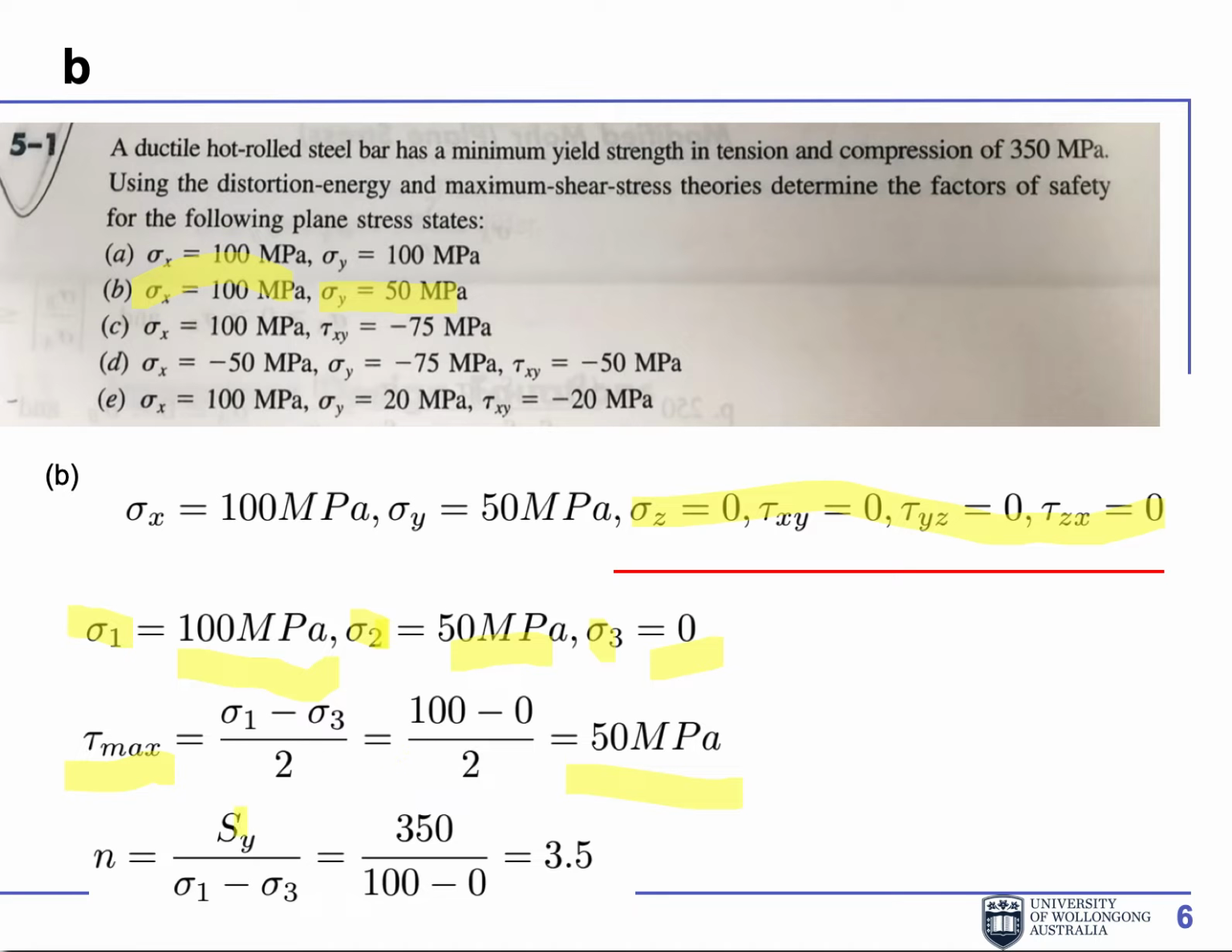And again you use the factor of safety here to get 3.5. So the tricky part for this one is you don't use whatever you got from there directly in the calculation. You have to consider the smallest one is 0.